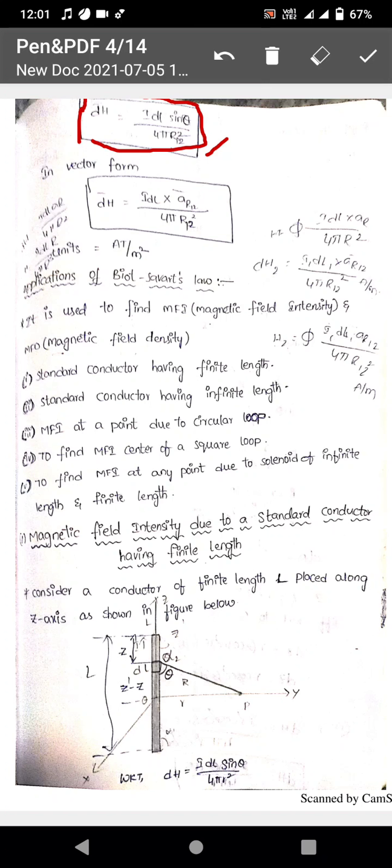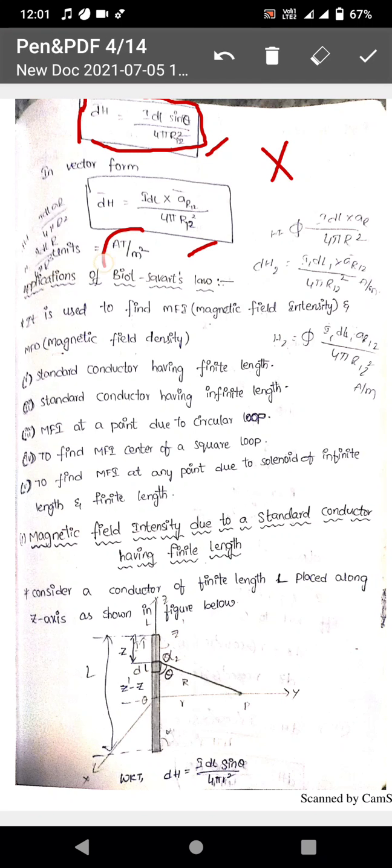In vector form, according to Coulomb's law, in vector form we derived dH bar equal to, sin theta will come in cross product only. Sin theta comes in the cross product only. You can replace IDL sin theta with IDL cross AR12, so dH bar is IDL cross AR12 by 4 pi R12 square.